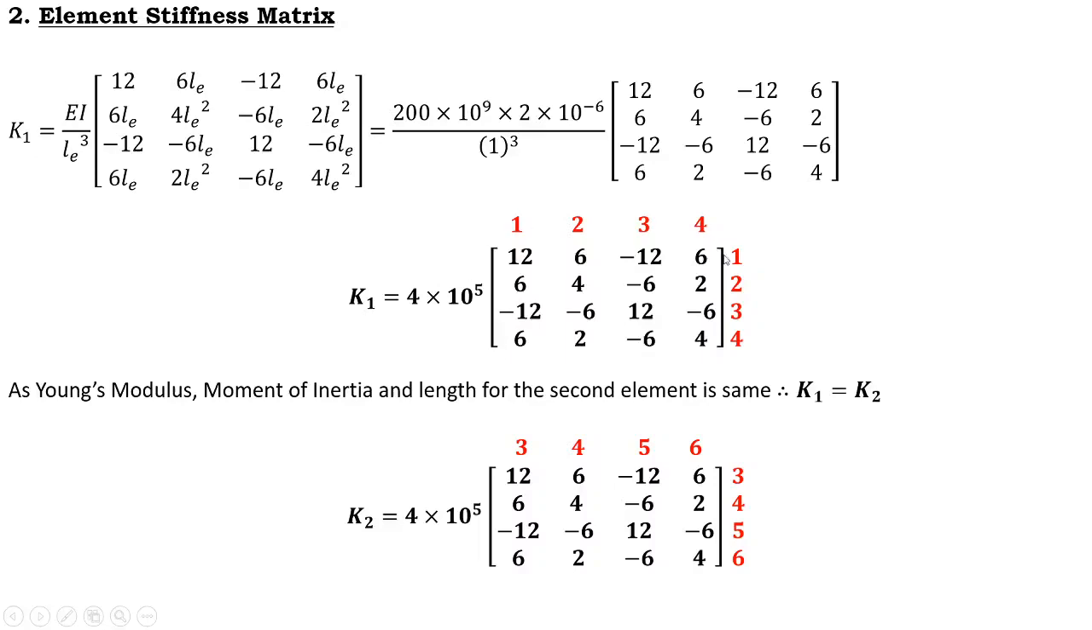Therefore I need to enter 1 of 1, the value is 12, that is what I need to enter. Then 2 of 1 is 6, 3 of 1 is minus 12, then 4 of 1 is 6.